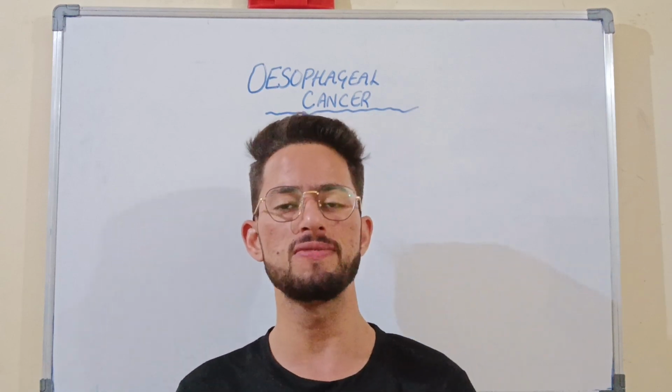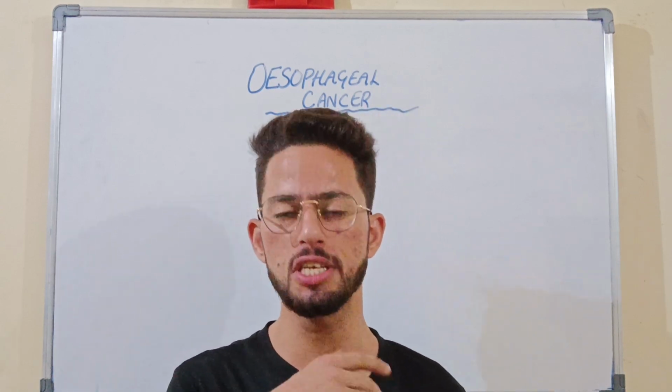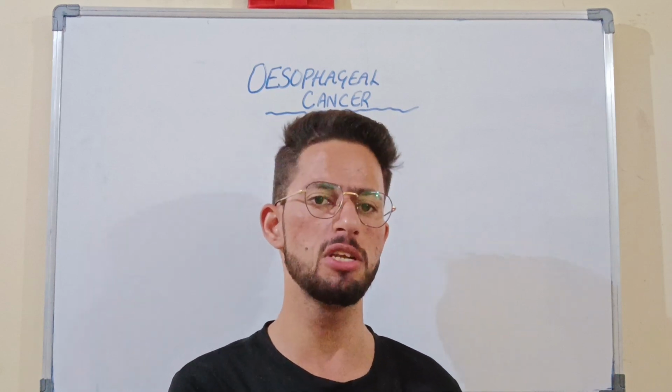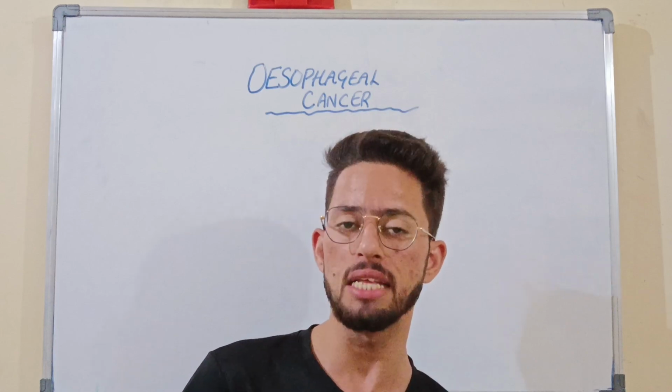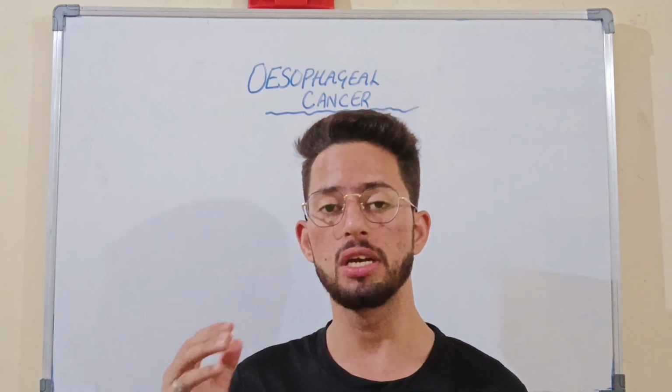What is N2? N2 means when the tumor has spread to 3 to 6 lymph nodes. And then N3. N3 means when the tumor has spread to more than 6 lymph nodes. Understanding? So that is known as N3. Now the last one is about distant metastasis.